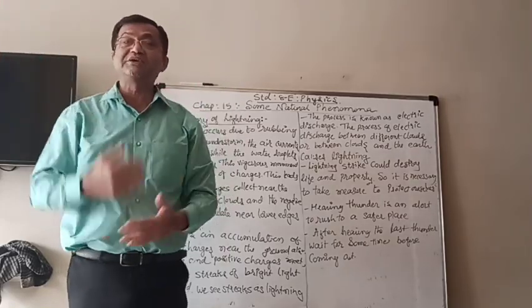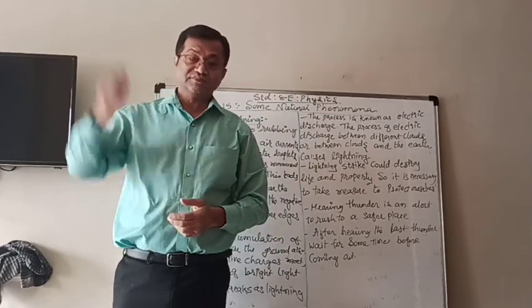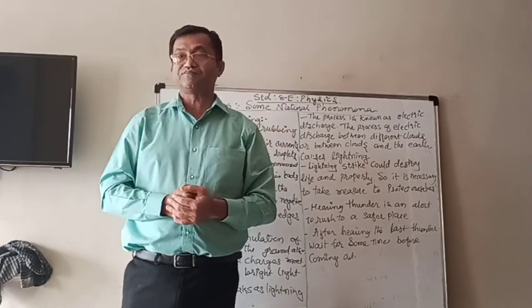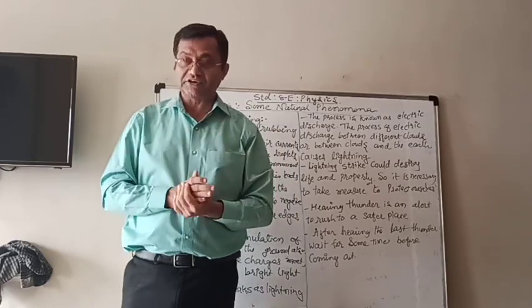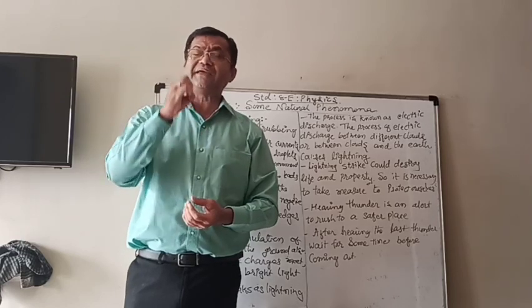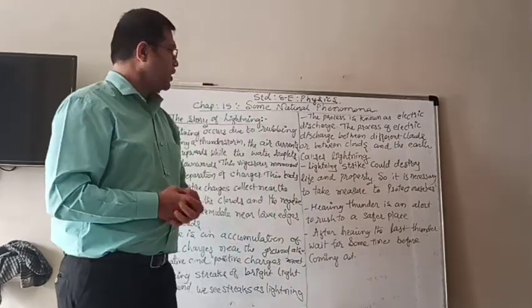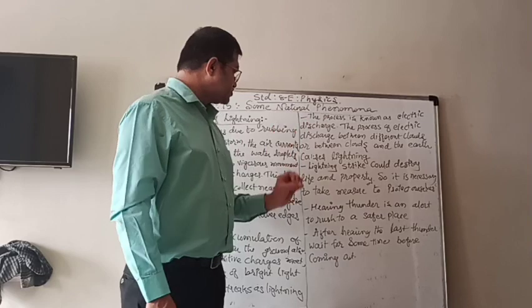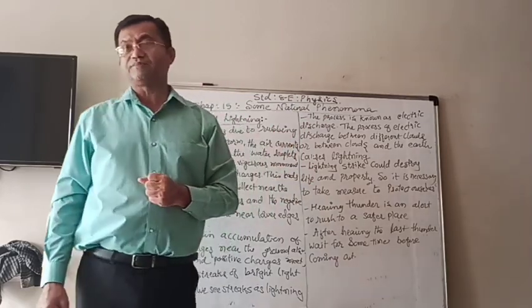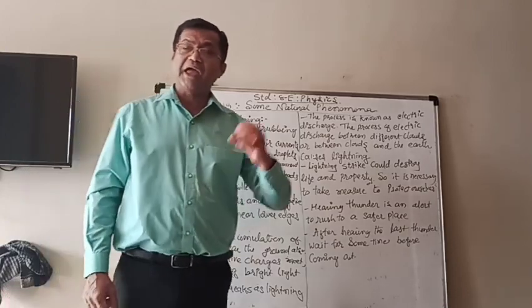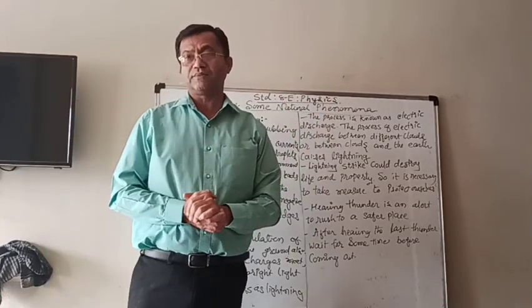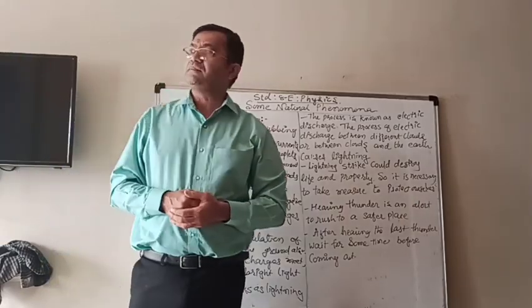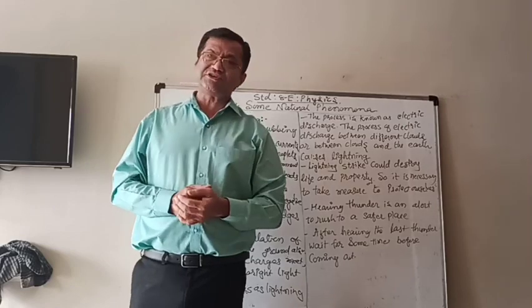But when it is between the clouds and the earth, then the lightning can strike on the ground also, and then it causes disaster. So we have to be very, very careful about it. As I told you, lightning strikes destroy life and property. Not only life and property, everything can get destroyed. When lightning falls on a building, the building also can get damaged.